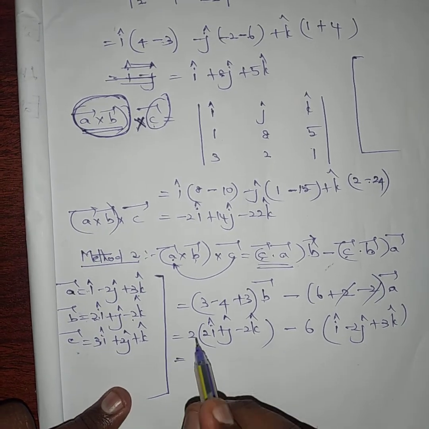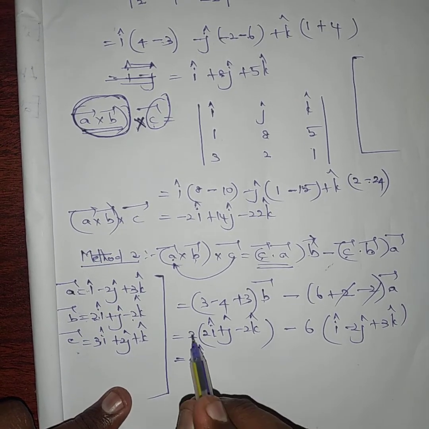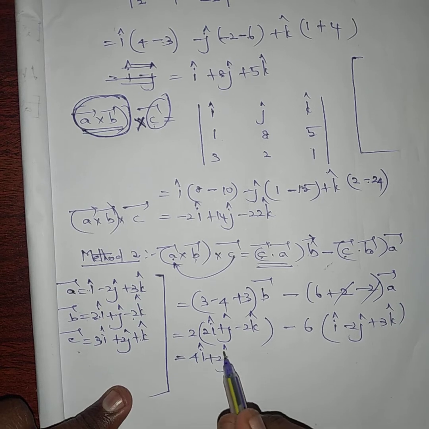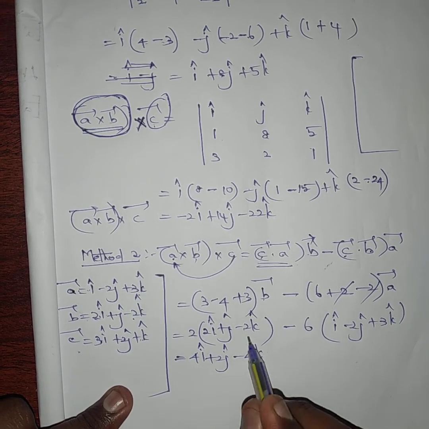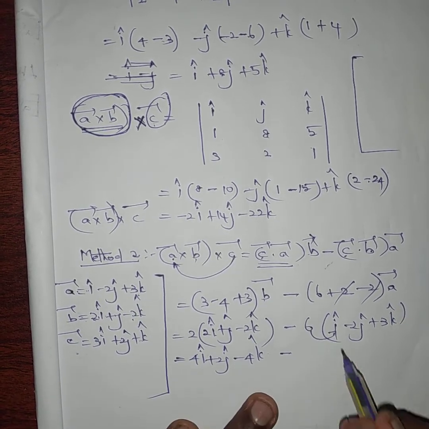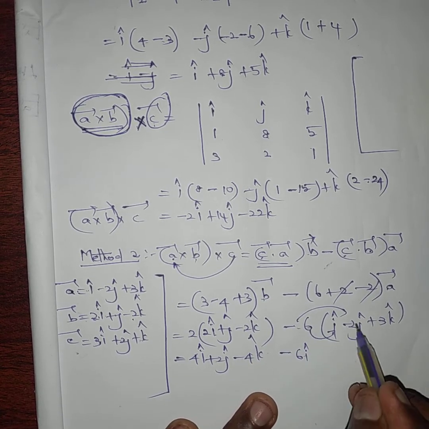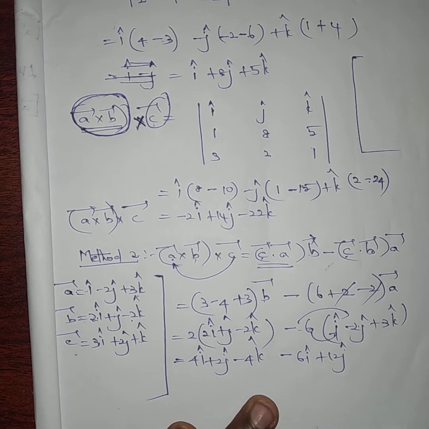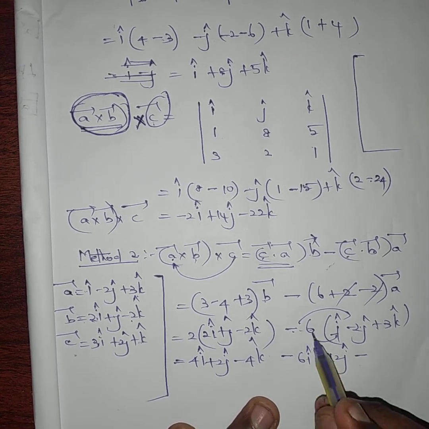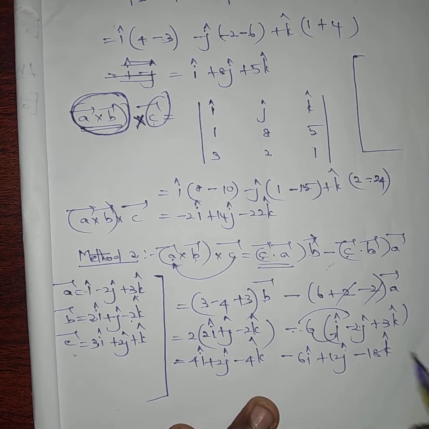So multiply: 2 2s are 4i cap, 2 into 1 is 2j cap, 2 into 2 is minus 4k cap, minus, multiply minus inside, minus 6i cap, minus into minus plus, 6 2s are 12, 12j cap, minus into plus, minus 6 3s are 18k cap.